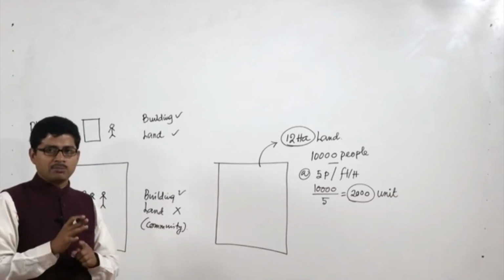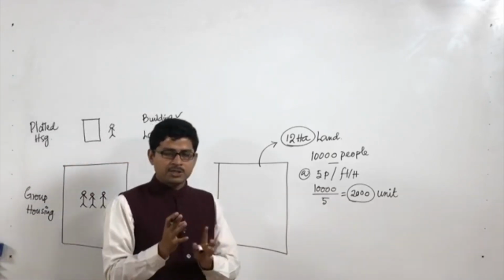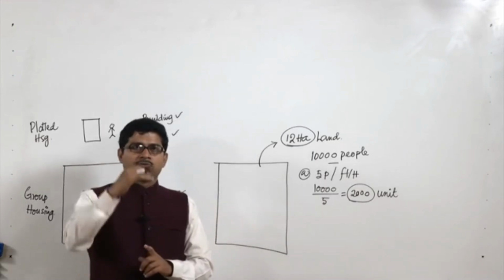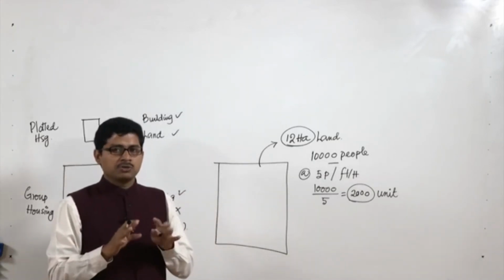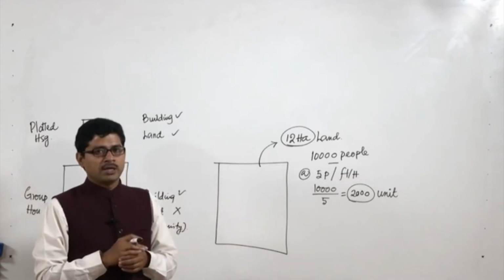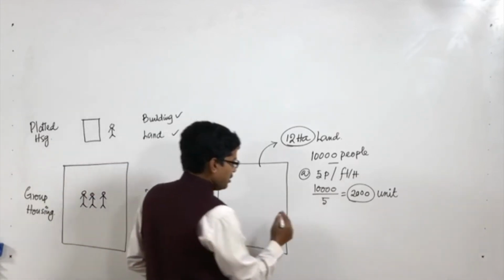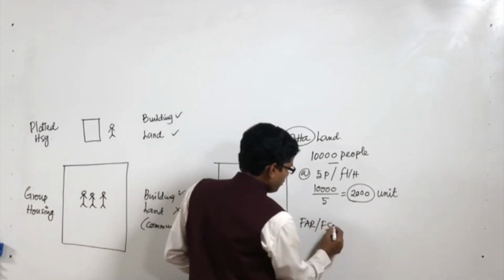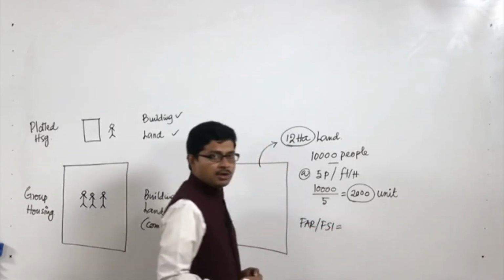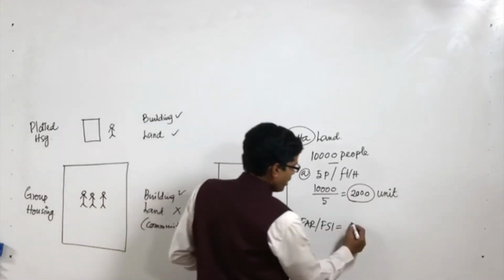Here your variables are the number of buildings, number of building complexes, number of floors or the building height. So many variables are possible, and based on them you can make different kinds of options. Now, the concept of FAR or FSI can be brought back here. For example, consider that the FAR provided in this particular plot is 1.5.